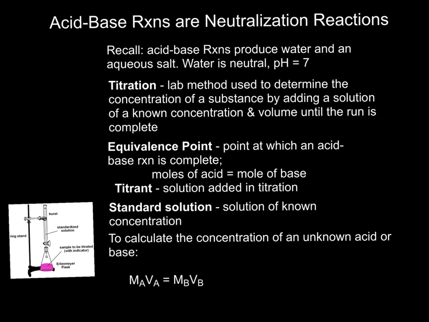Okay, so the last thing that we need to talk about is how we calculate the concentration of an unknown acid or base once we have run the titration. We use the formula MAVA equals MBVB. Yes, it looks just like the dilution equation. We're going to withhold any examples until we work with it in the classroom.